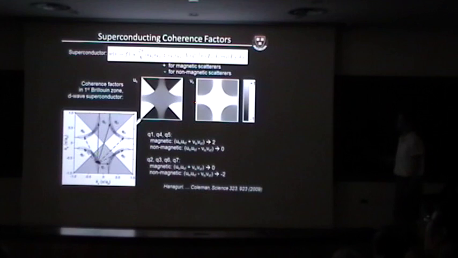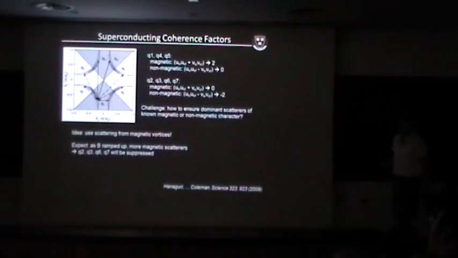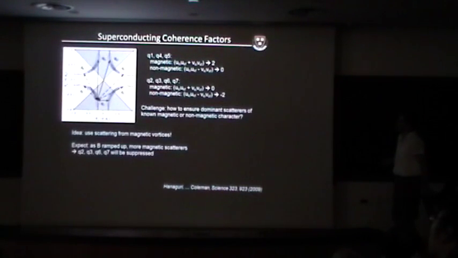And some Q vectors are going to show up strongly when there are more magnetic scatterers, and some Q vectors are going to show up strongly when there are more non-magnetic scatterers. In particular, because the white regions share one sign and the gray regions share another sign in the Q-space Brillouin zone, these Q vectors are going to be enhanced for magnetic scatterers, and these Q vectors are going to be enhanced for non-magnetic scatterers. But the challenge is, in the material, how to ensure that the dominant scatterers are magnetic or non-magnetic. If you have junk or any kind of unknown impurities, you're not going to know whether you're scattering off magnetic or non-magnetic ones.